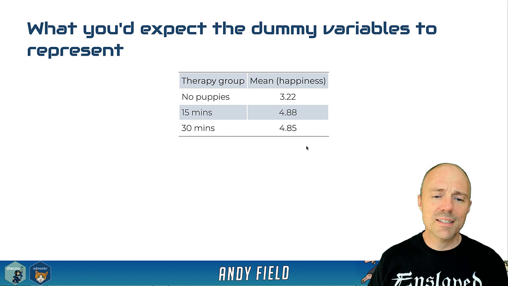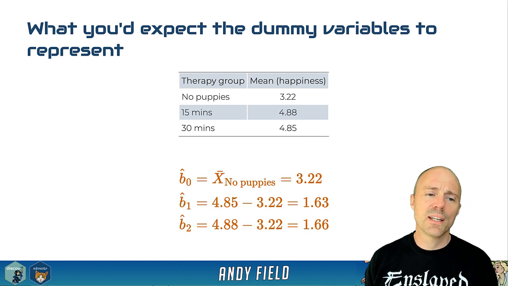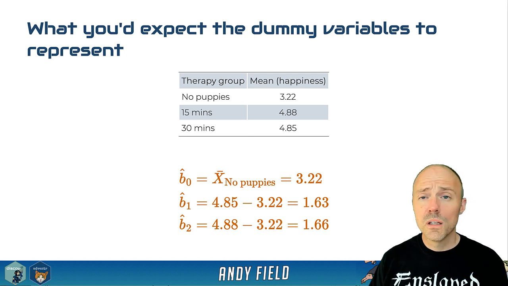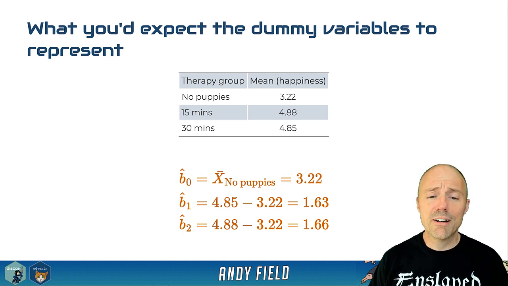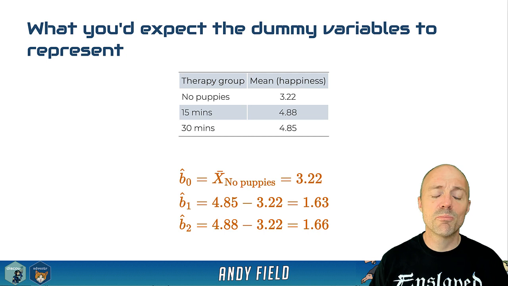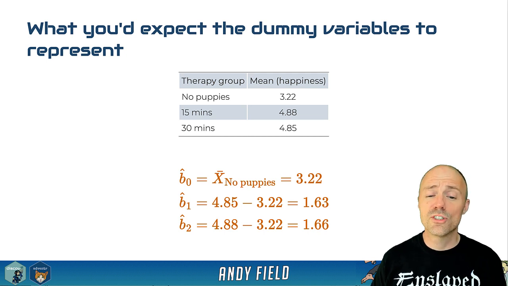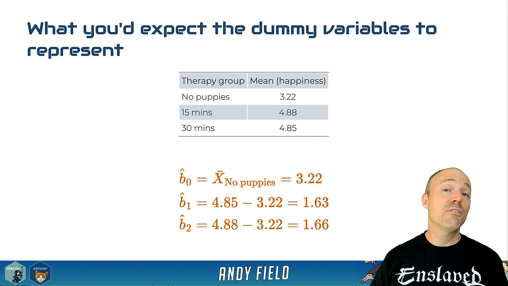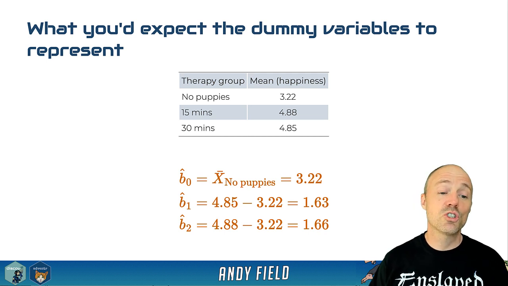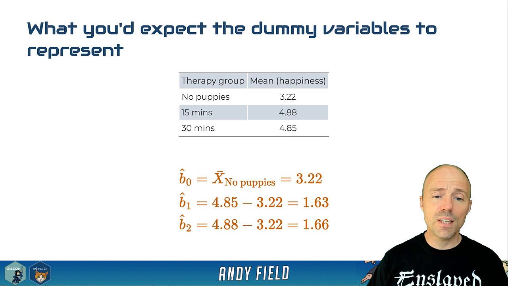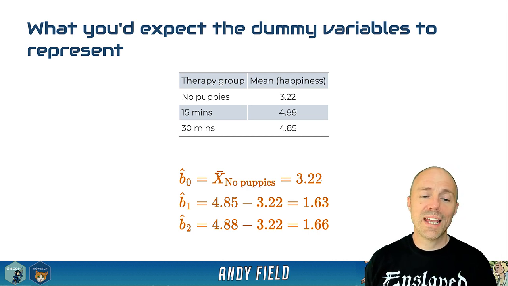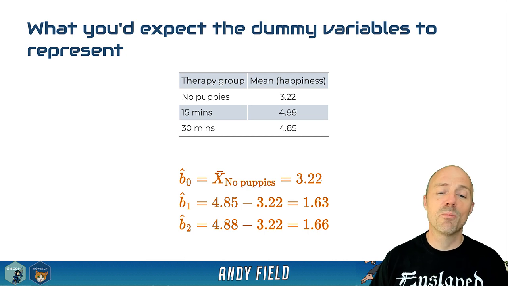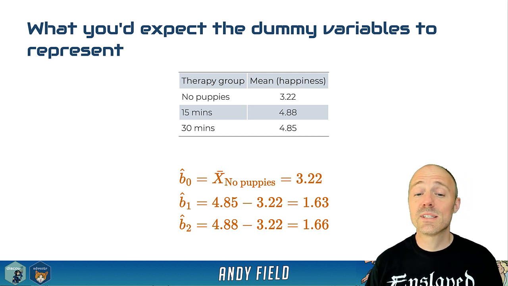So what we'd expect to see, based on what we already know about dummy coding, is that beta 0, the intercept of the model, should equal the mean of the control group or the reference group. So our beta 0 should be the mean of the no puppy group, which is 3.22. The beta attached to the 15-minute dummy variable, the short dummy variable, should be 4.88 minus 3.22. It should be the difference between the 15-minute group and the no puppy group. That'd be a value of about 1.66.